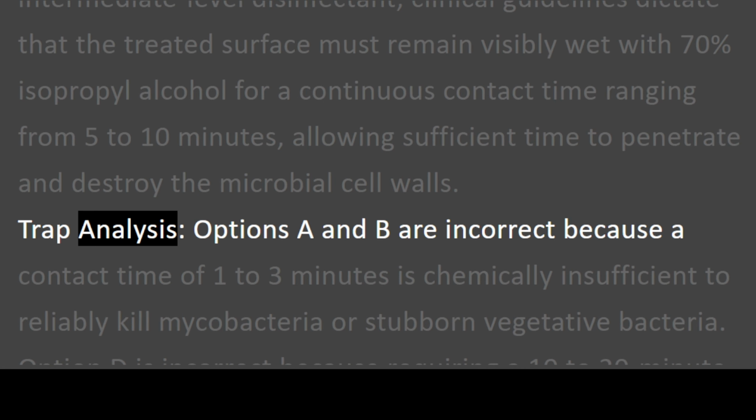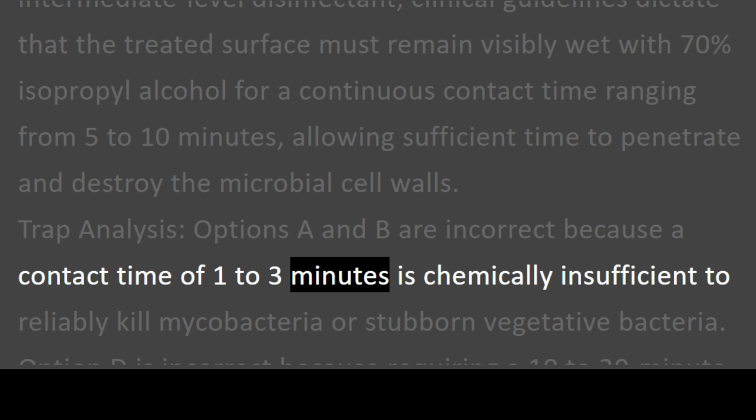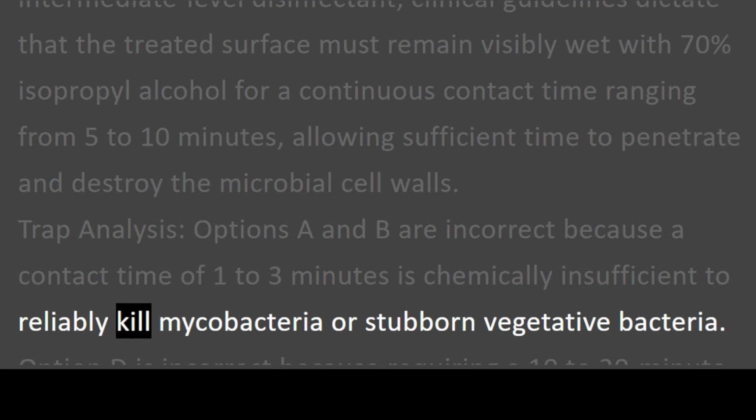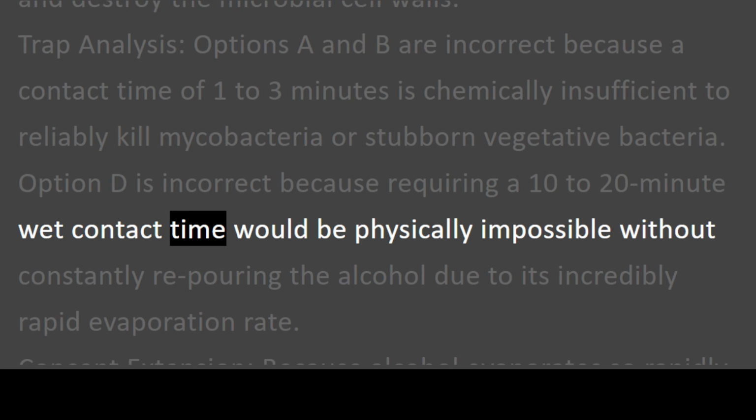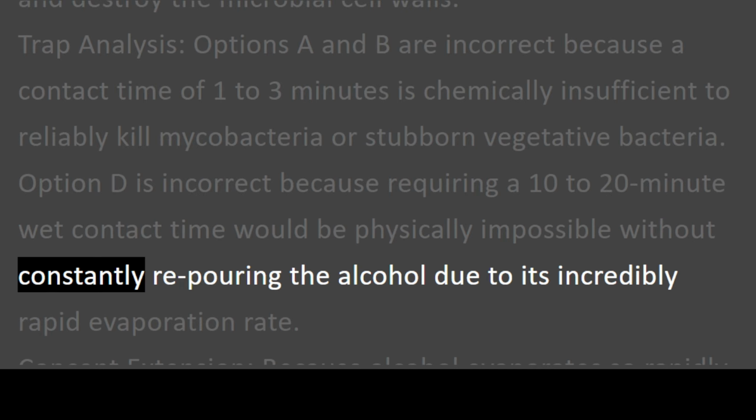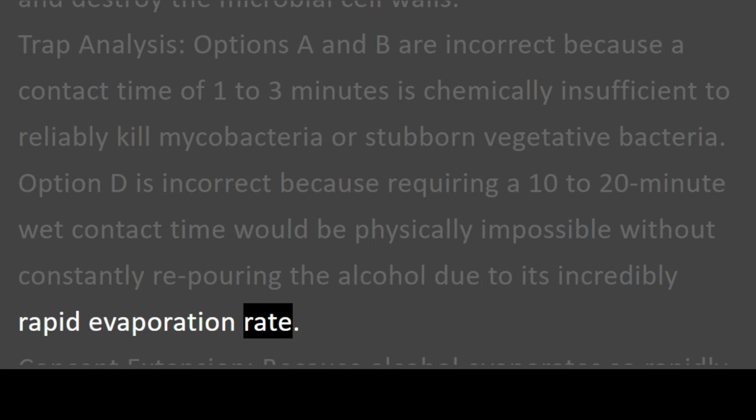Trap analysis. Options A and B are incorrect because a contact time of 1 to 3 minutes is chemically insufficient to reliably kill mycobacteria or stubborn vegetative bacteria. Option D is incorrect because requiring a 10 to 20 minute wet contact time would be physically impossible without constantly repouring the alcohol due to its incredibly rapid evaporation rate.